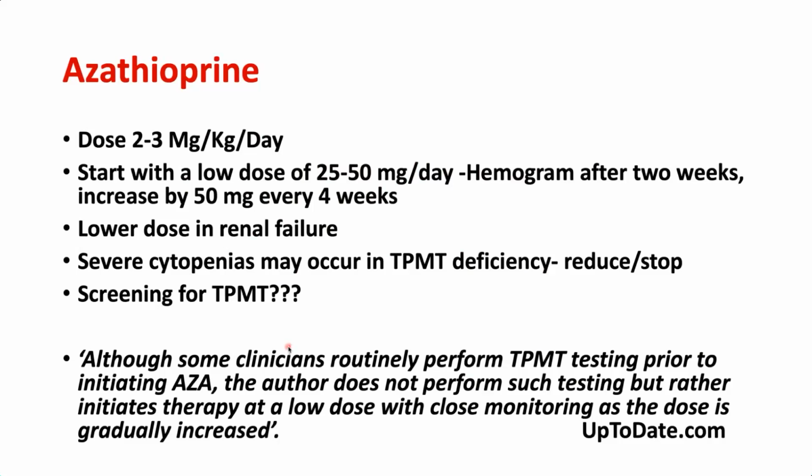We start with a low dose, generally 25 to 50 milligrams a day, get a hemogram done after some time, and then increase by 50 milligrams every 4 weeks. You have to be cautious, because sometimes you might end up having severe pancytopenia.